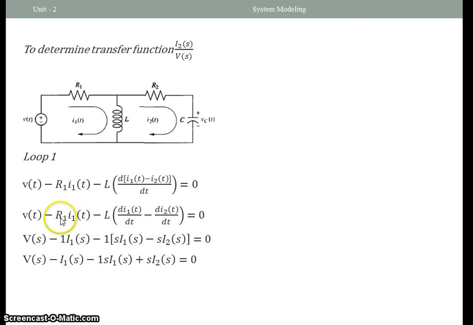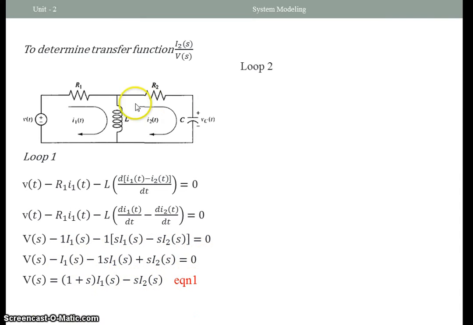Please notice that the values of R1 and L have been replaced in the equation. We have a common factor I1 of S in two terms. We can factor that out, transpose it to the right side, so the negative becomes positive, and this positive, when it is transposed to the right side, becomes negative, and this will now be our equation.